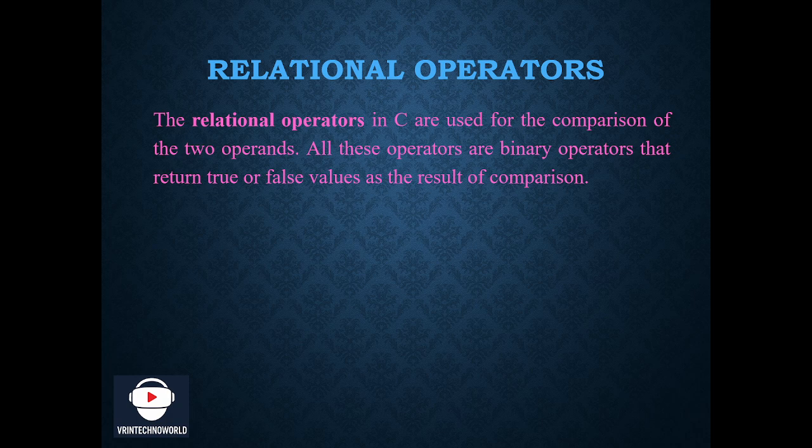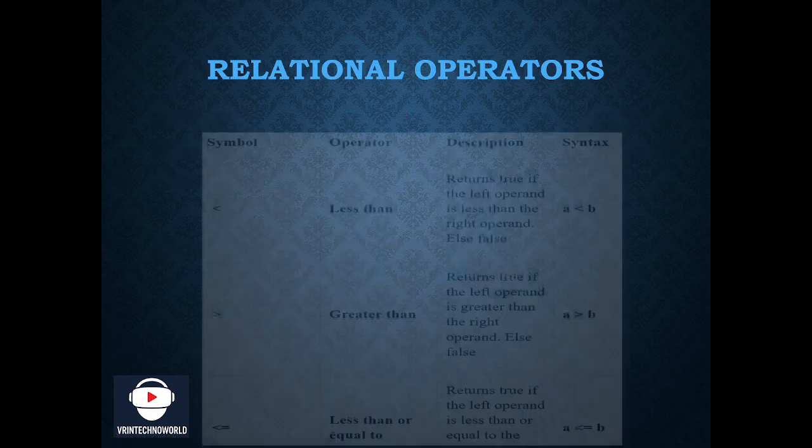Like these operators: less than, equal to, whether a is greater than b, whether b is greater than c, whether a and b are equal to each other. So we are making comparisons with the help of these relational operators. All these operators are binary operators, and they return a value, true or false, as the result of the comparison. In total, we have 6 relational operators in C programming.